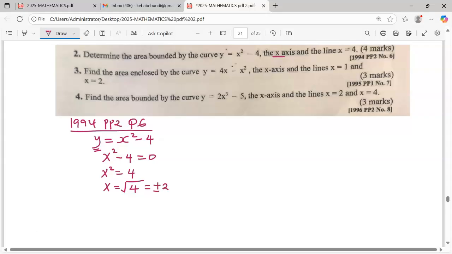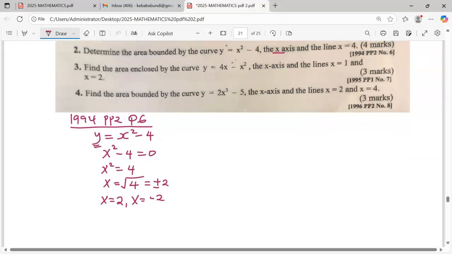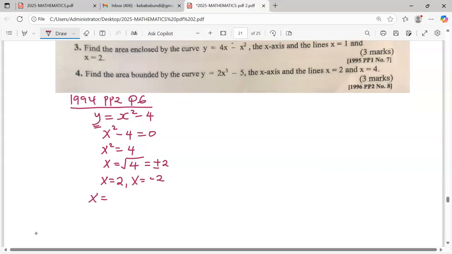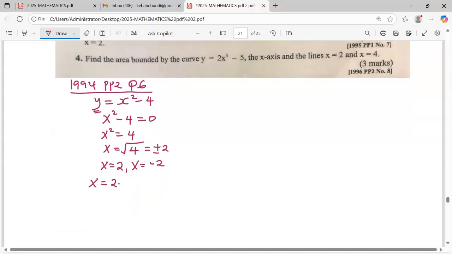That means the value of x can either be 2 positive or the value of x can also be negative 2. But since the area that we are looking for is above the x-axis, the value of x is going to be positive 2. Once we have gotten the value of x as the lower limit and the upper limit being 4, we get the area of the region by integrating the given function. That is the sign for integration within the limits of 4 and 2.